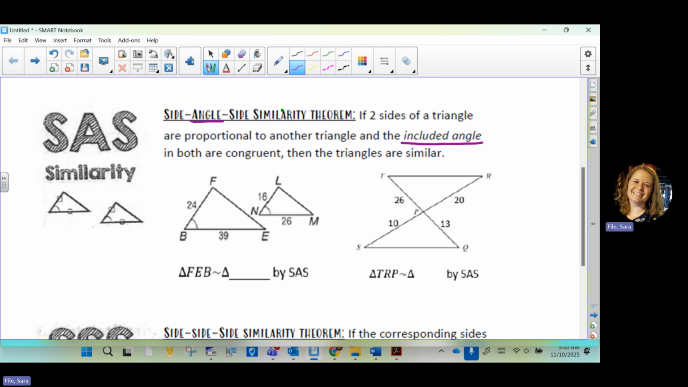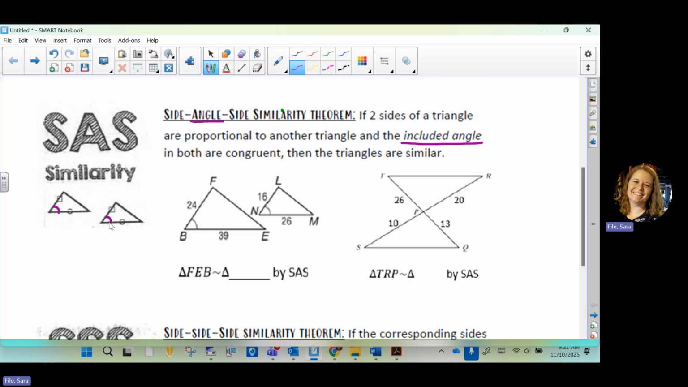So in this picture, under SAS similarity, they've marked the two sides. They put like a little square on one and a little circle on the other. So this is the included angle. It's where the two known sets of corresponding sides meet. Do y'all understand what I mean when I say included angle? Yes. Okay, it's where those two known sides meet.